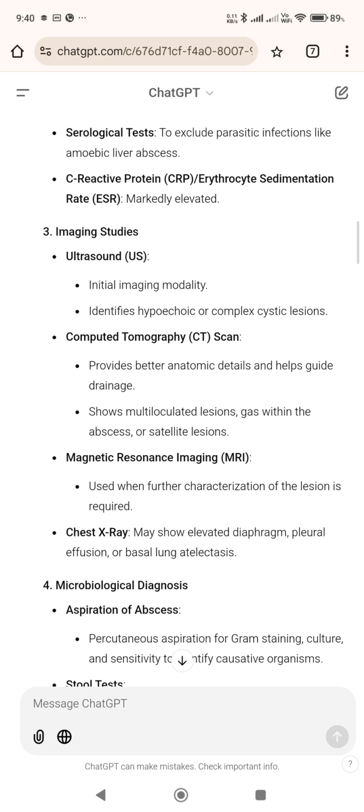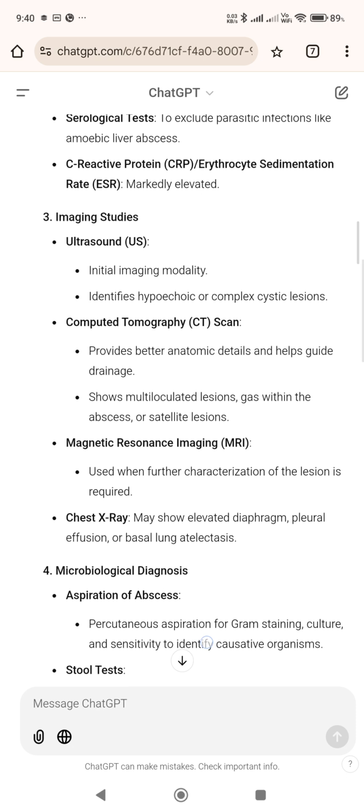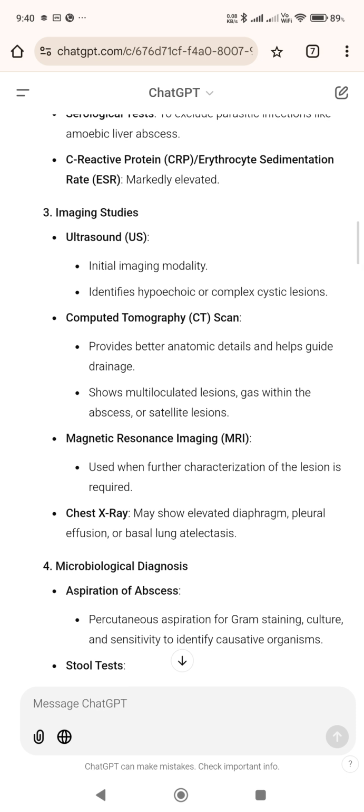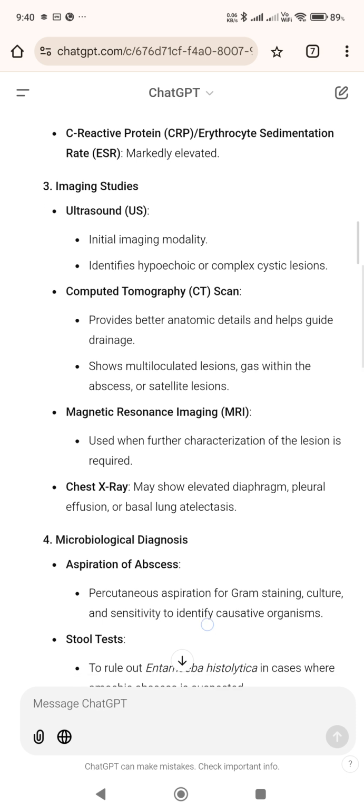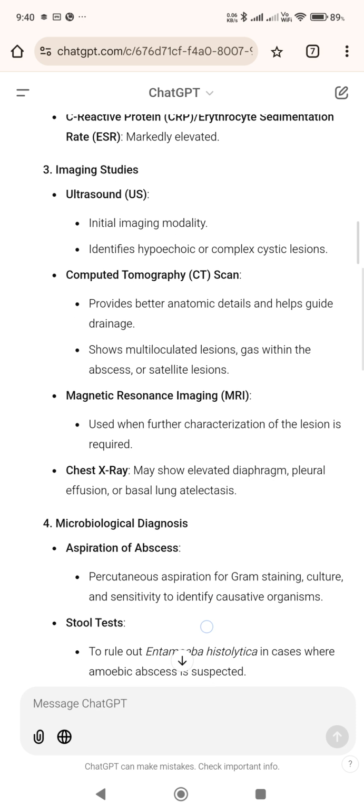3. Imaging studies. Ultrasound, US: the initial imaging modality, identifies hypoechoic or complex cystic lesions. Computed tomography, CT, scan: provides better anatomic details and helps guide drainage. Shows multiloculated lesions, gas within the abscess, or satellite lesions. Magnetic resonance imaging, MRI: used when further characterization of the lesion is required. Chest X-ray may show elevated diaphragm, pleural effusion, or basal lung atelectasis.